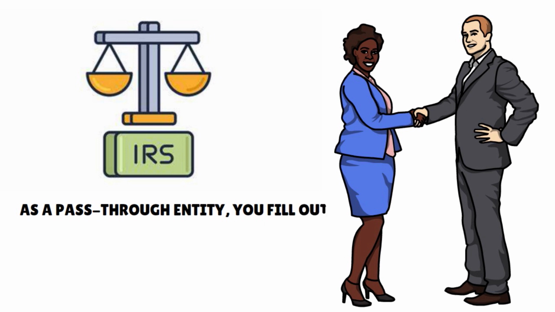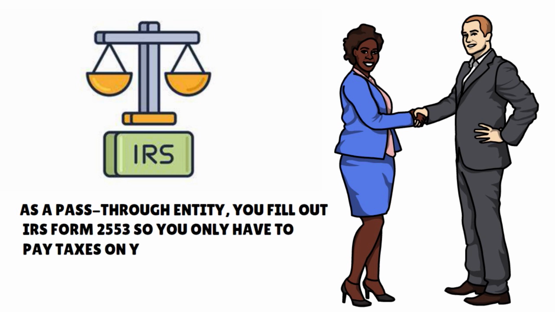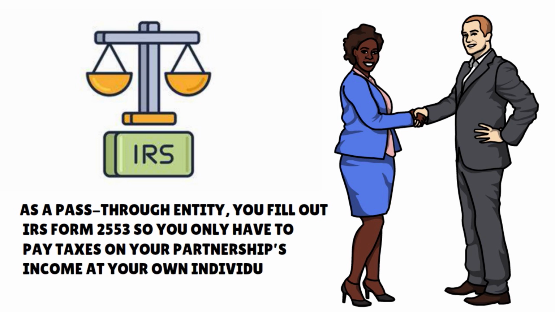So as a pass-through entity, you only have to pay taxes on your partnership's income at your own individual income tax rates. Therefore, you and the members of your LLC will be required to complete a Schedule K1. It's called Schedule K1, and it is used to report your share of profits and losses. And you file this Schedule K1 with your personal tax return.